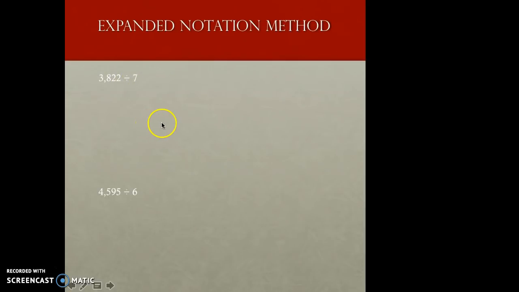So let's look at how the expanded notation method works with a problem like this. All right, so I'm going to rewrite it in the, we'll call this the bar format. All right. Let me go back. Now, I don't know how many times 7 goes into this number, but what I want to be looking at is how many times can 7 go into 3, or we could think of it as 3,000, but actually 7 doesn't go into 3, so it works better to say how many times does 7 go into 38?